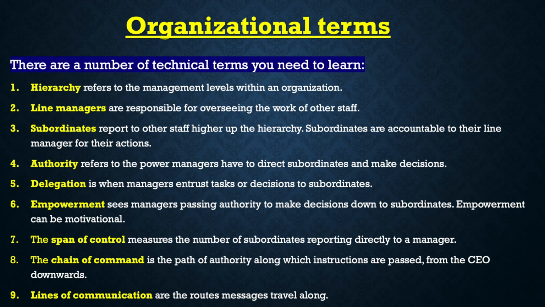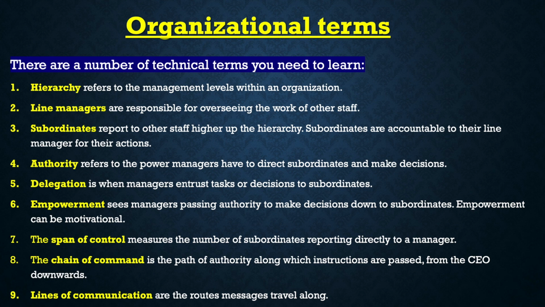Organizational terms. There are a number of technical terms you need to learn. Hierarchy refers to the management levels within an organization. Line managers are responsible for overseeing the work of other staff. Subordinates report to other staff higher up in the hierarchy. Subordinates are accountable to their line managers for their actions.